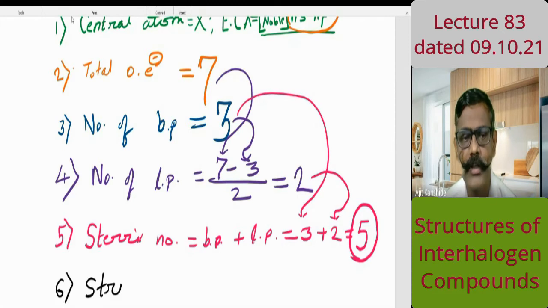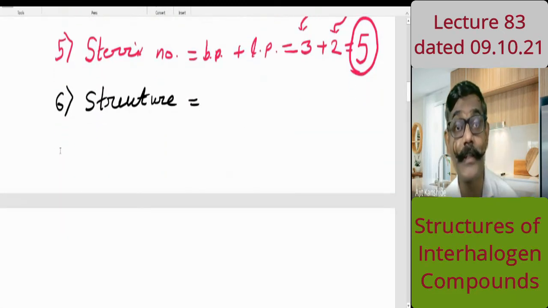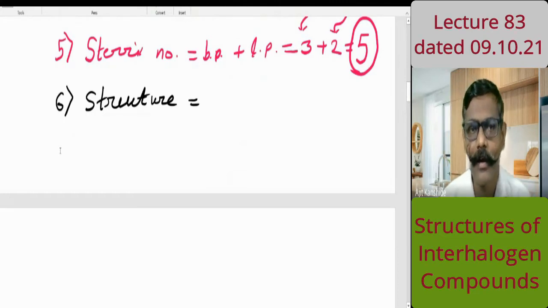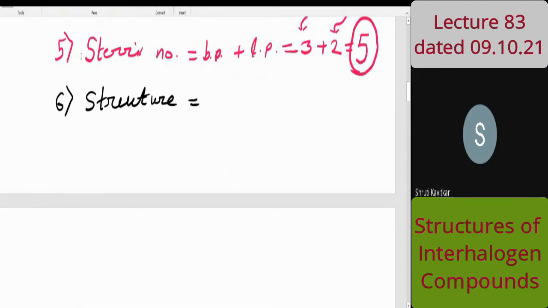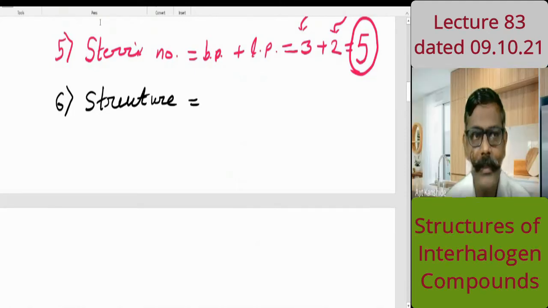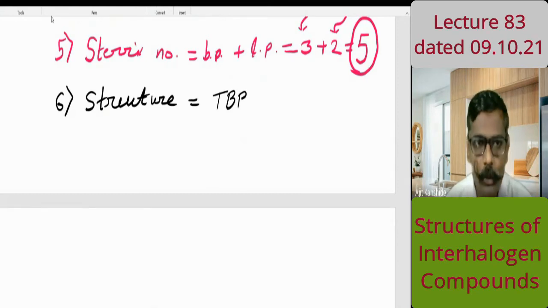How will the structure be? If the steric number is 4, then you say tetrahedral. Likewise, if it is 5, then what should be there? Trigonal bipyramid. Exactly. The structure will be TBP, trigonal bipyramidal. I have to represent that structure. It means I have to represent the 5 sides there, so I have to consider a triangle.